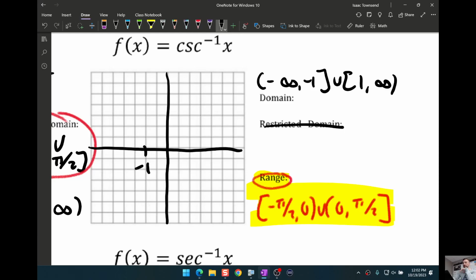So I know this graph needs to exist to the left of -1 and to the right of +1. So my graph shouldn't exist here in the middle. And based on the range, it looks like it should go from negative pi over 2 up to 0. Shouldn't hit 0. And then 0 to pi over 2.